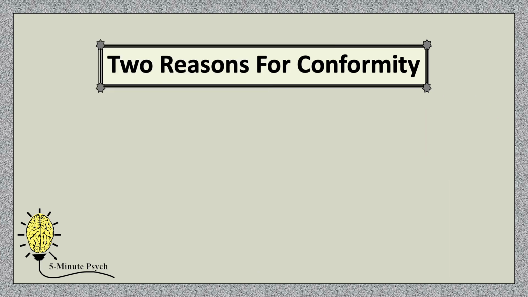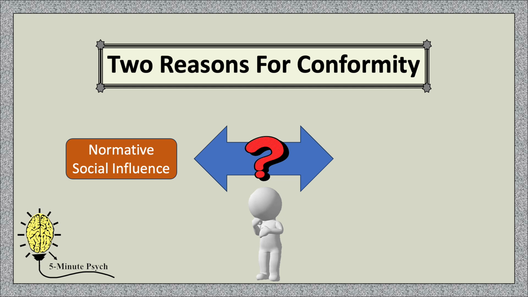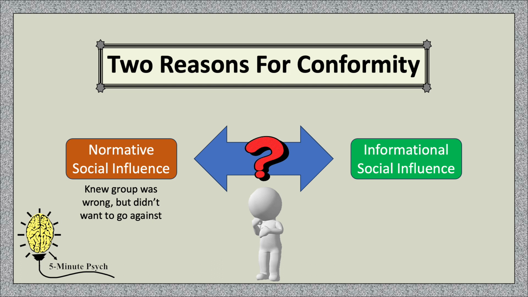So why did so many of us conform? Well, when asked, the participants explained it in one of 2 ways. First, normative social influence, or they didn't want to go against the group. They knew the group said the wrong thing, but they cared more about the group than being right. Others gave informational social influence reasons, or believed that the group knew the right answer. These people actually started to doubt their own eyesight.